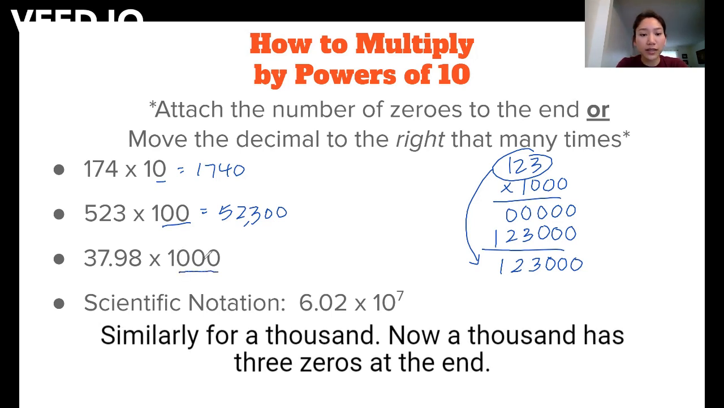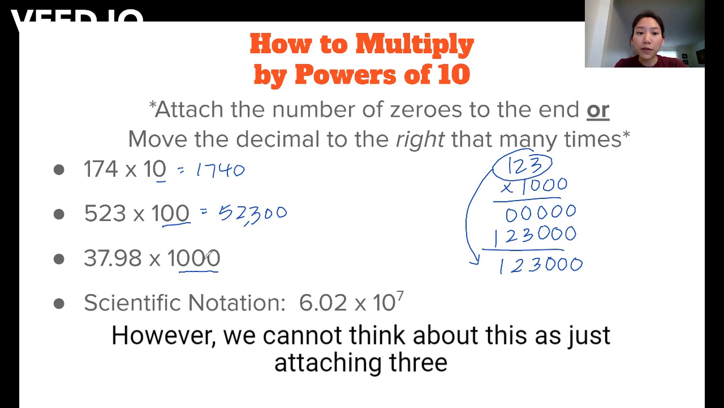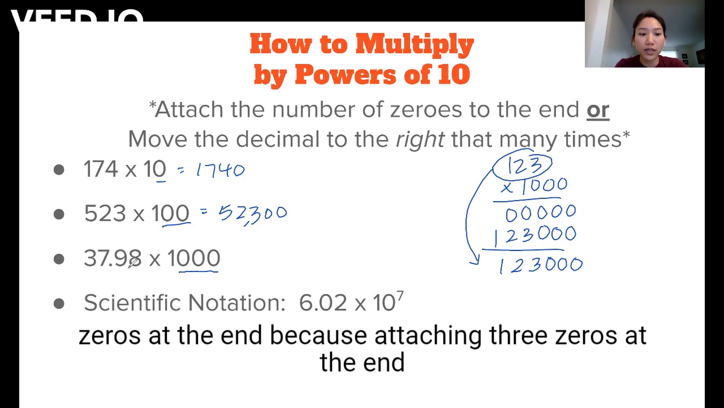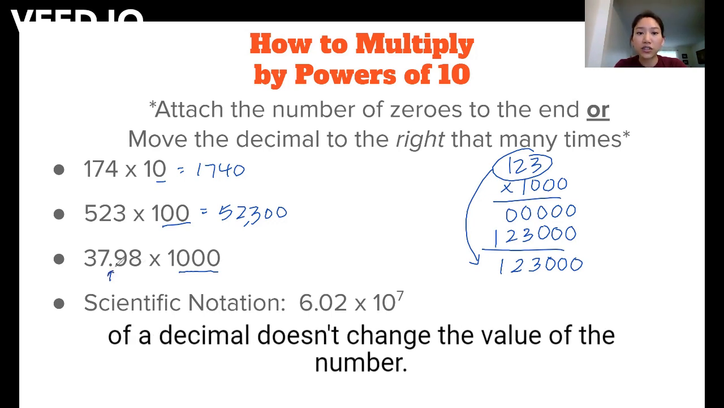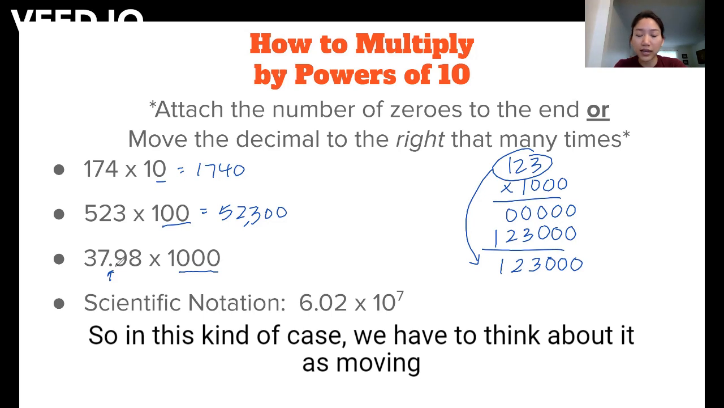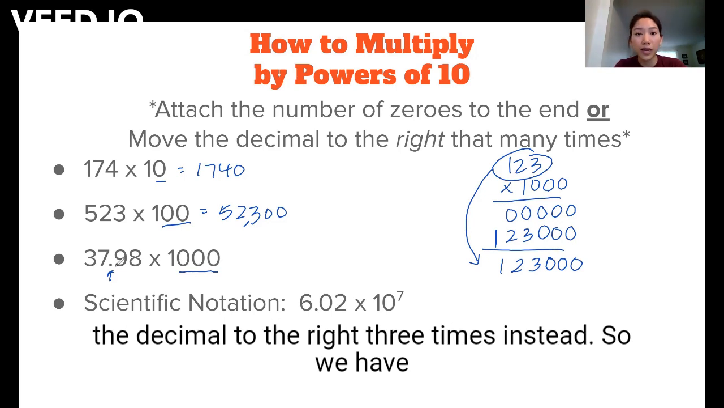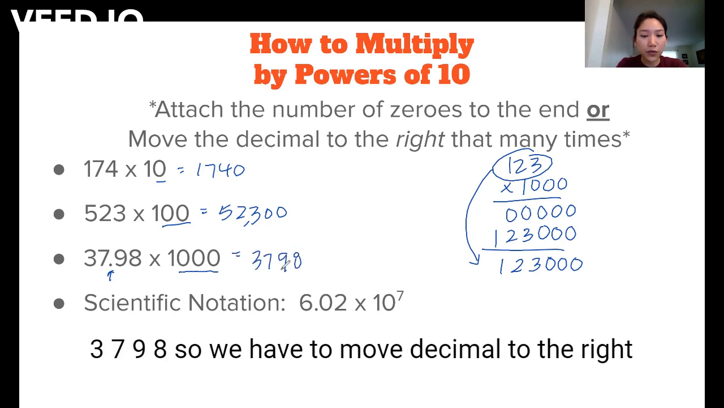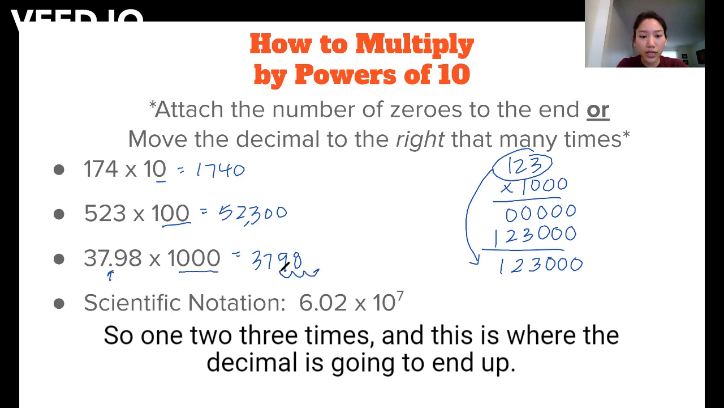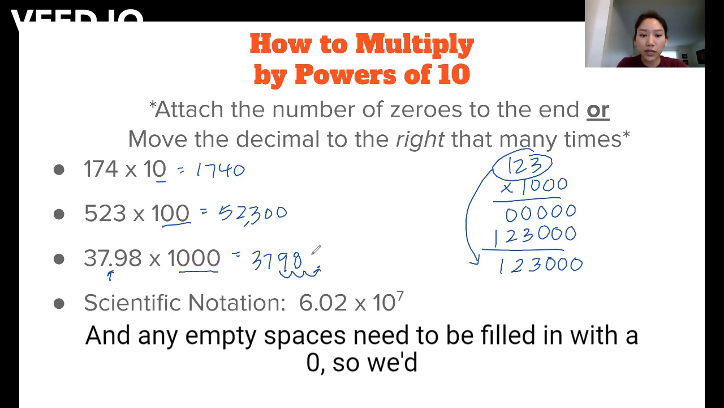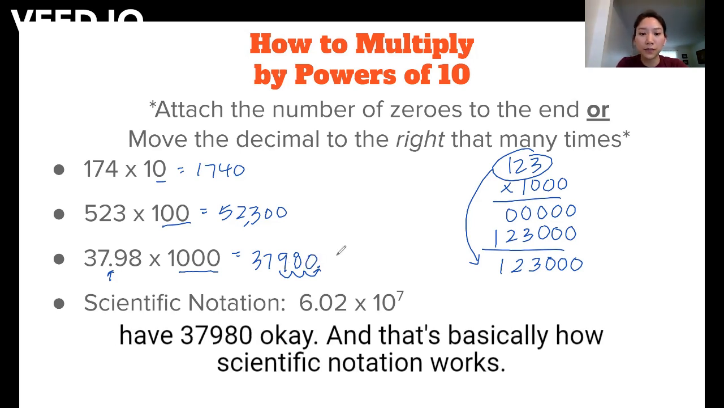Similarly, for 1,000, now 1,000 has three zeros at the end. However, we cannot think about this as just attaching three zeros at the end, because attaching three zeros at the end of a decimal doesn't change the value of the number. So in this kind of case, we have to think about it as moving the decimal to the right three times instead. So we have 3.798. You have to move the decimal to the right: 1, 2, 3 times. And this is where the decimal is going to end up. And any empty spaces need to be filled in with a 0. So we'd have 37,980. Okay. And that's basically how scientific notation works.